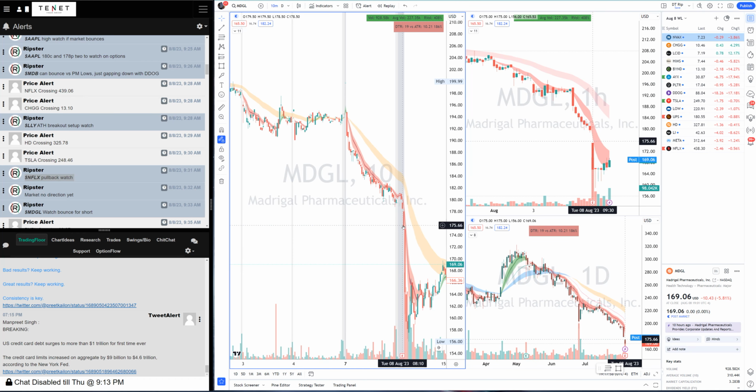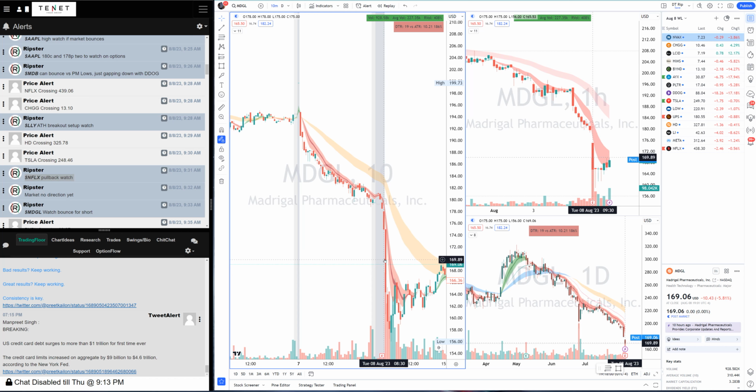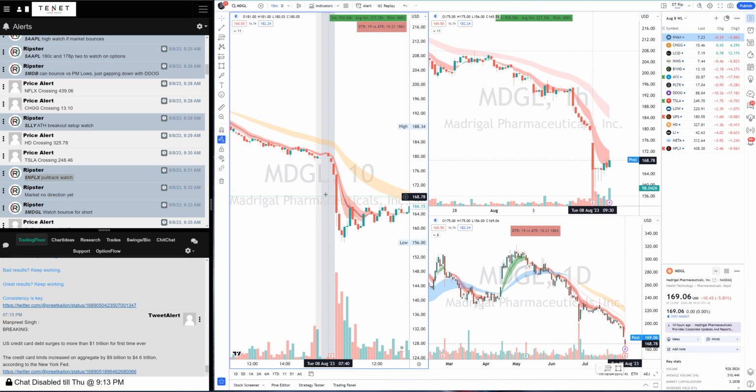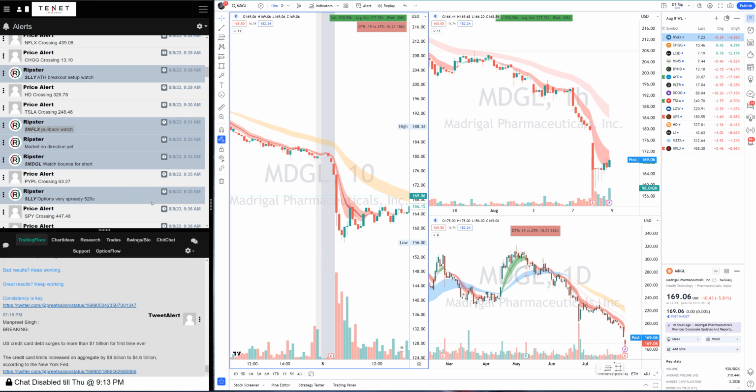And MDGL was short watch for me right at open. Right at open, it was short watch for me. Did not get any entry, but since that short watch faded to 155 and 10 a.m. bounce, was a good scalp if somebody took it.